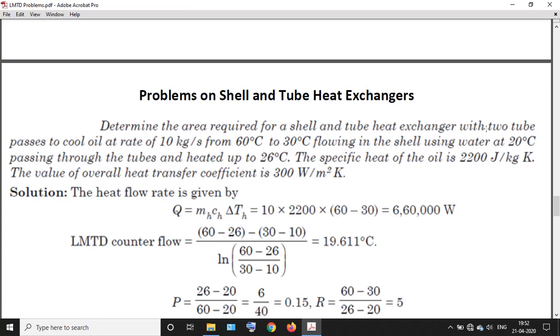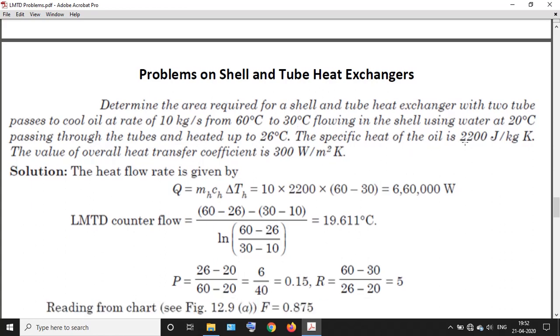Now it is mentioned here, it has two tubes, which is important, you have to notice this, and it passes cool oil at a rate of 10 kg per second. So the mass flow of the cold fluid is given, the temperature is given, and that cold fluid is flowing through the shell, which you have to note. It is using water, which is flowing through the tubes and is heated up to 26 degrees centigrade. The specific heat of oil is given, and the value of the overall heat transfer coefficient, U, is given.